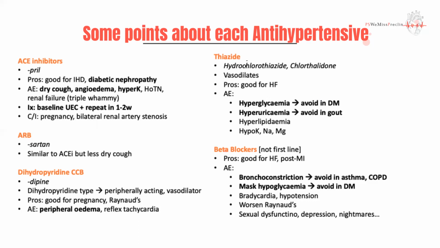With your thiazides, great medication, good for heart failure. Be careful giving them in hypers. So they can cause hyperglycemia, they can cause hyperuricemia. Thiazide is a leading cause of gout, can also cause hyperlipidemia. Beta blockers are good for heart failure and post-MI, but they're never used first line. It's important to know that they can also cause bronchoconstriction, so you want to avoid them in asthma patients.